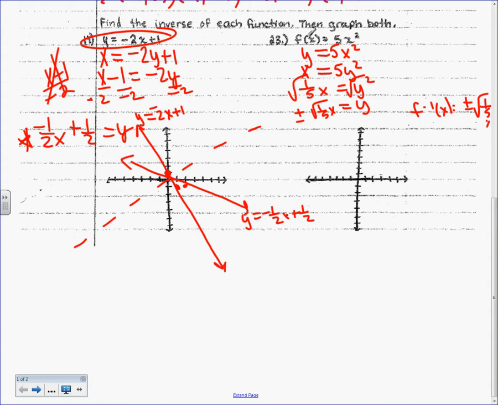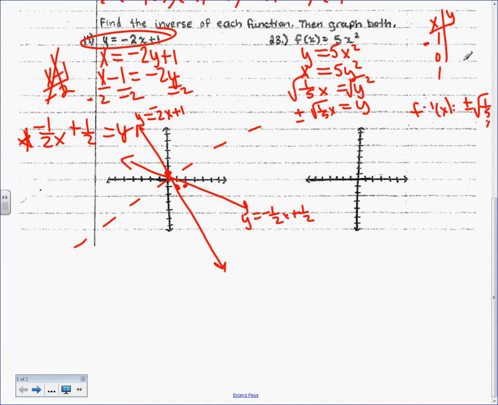So what shape is this going to be, the original graph? A U, right? Is it going to open up or down? Up. And then it's going to get fat or skinny. So we do have to do a t-table on this one because we don't really know how fat or skinny to make it. So let's go ahead and do just a really quick negative 1, 0, and 1, okay?